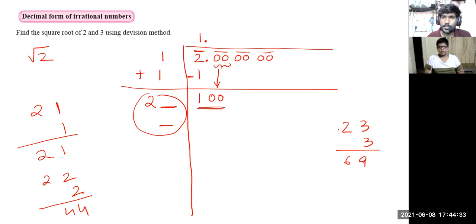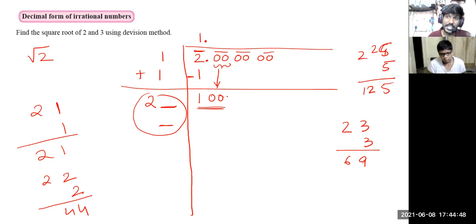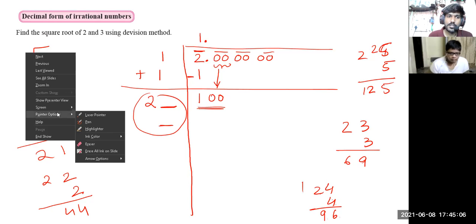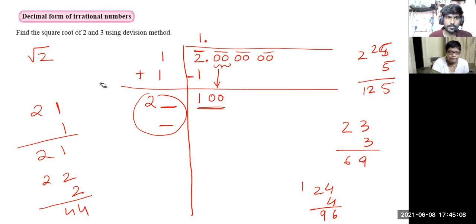Can you tell me which number will be better? 5. Okay, let's see. 5 and then you multiply it with 5. 5 into 5 is 25. 5 2s are 10 plus 2, 12. 125. We are getting bigger. It has to be less. So 4. So 24 into 4. 4 4s are 16. 4 2s are 8 plus 1, 9. So 96. So which number do we have to put? 4. So let's do that.